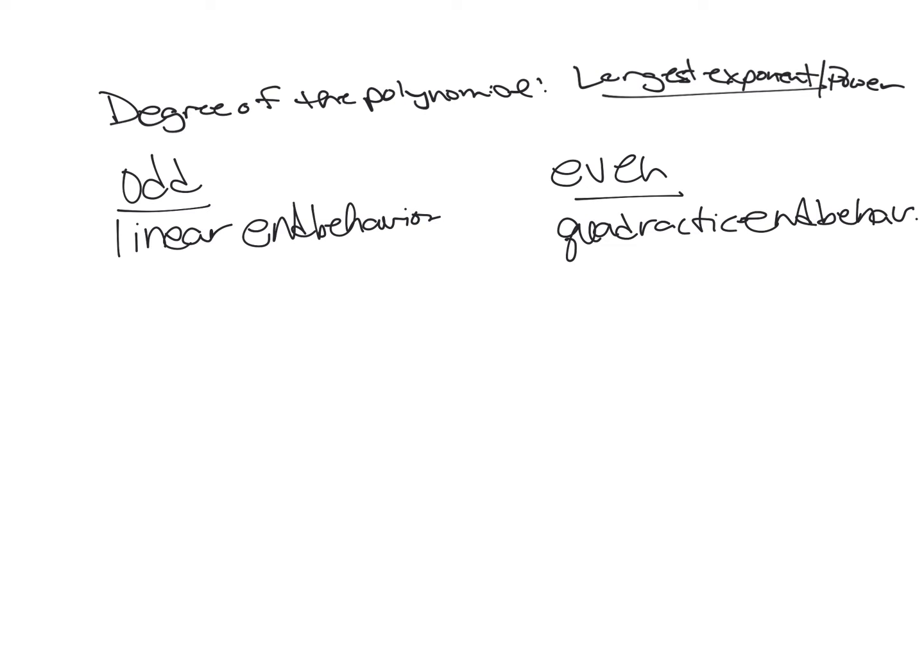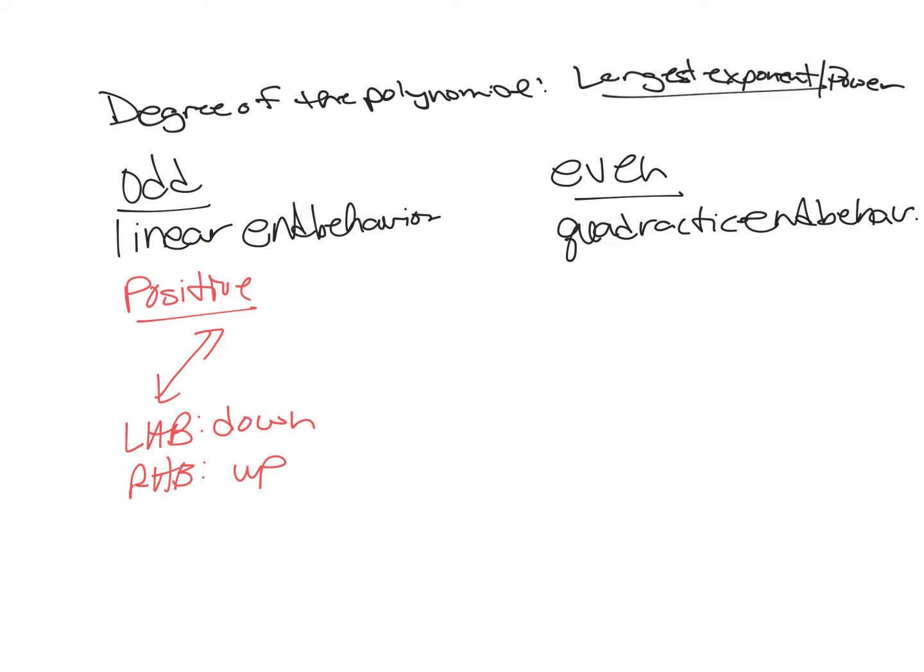So if it is a positive slope, the left-hand behavior will point down, and then the right-hand behavior will point up. If it is negative linear, our left-hand behavior will point up, and our right-hand behavior will point down.